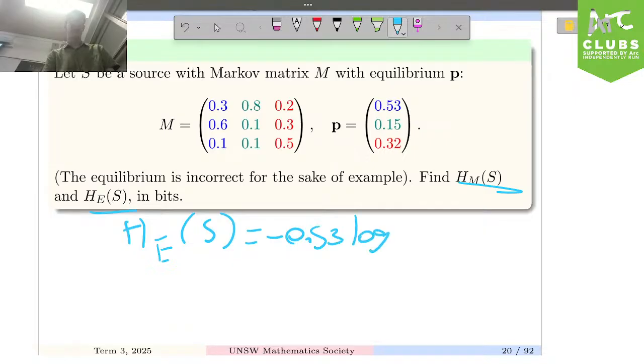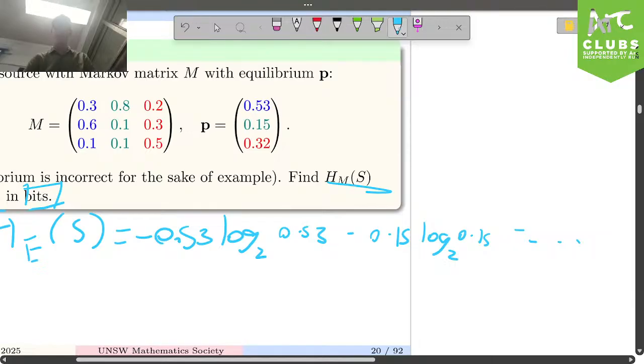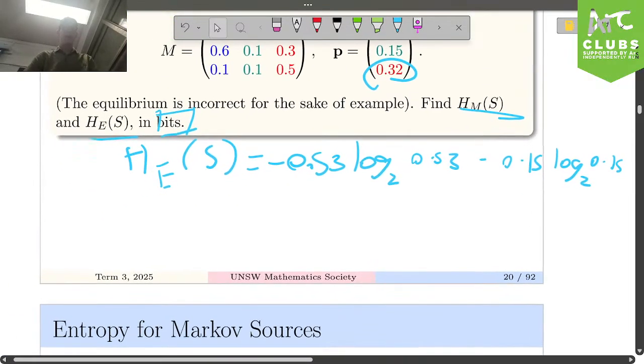In this case, we meant to assume bits, so base 2. Yes, bits means 2. So we'd be looking at radix 2: 0.53 log 0.53, minus 0.15 log 0.15, and then plus on, you can see the pattern.